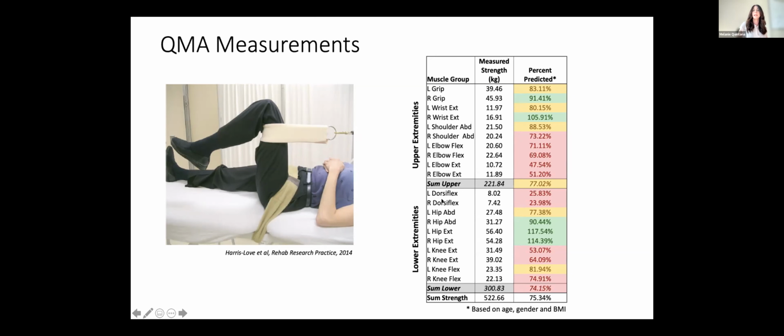Whereas the dorsiflexor, as we mentioned before, is one of the first muscles to deteriorate, and that's measured at about 7 to 8 kilograms, and the percent predicted was around 25%. So you can see already evidence here that those muscles are beginning to atrophy. Similarly with perhaps the knee extension, and subtly up here in some of the elbow flexion and elbow extension as well. So this is what some of this QMA data looks like if you haven't seen it before and you're not familiar with that data.